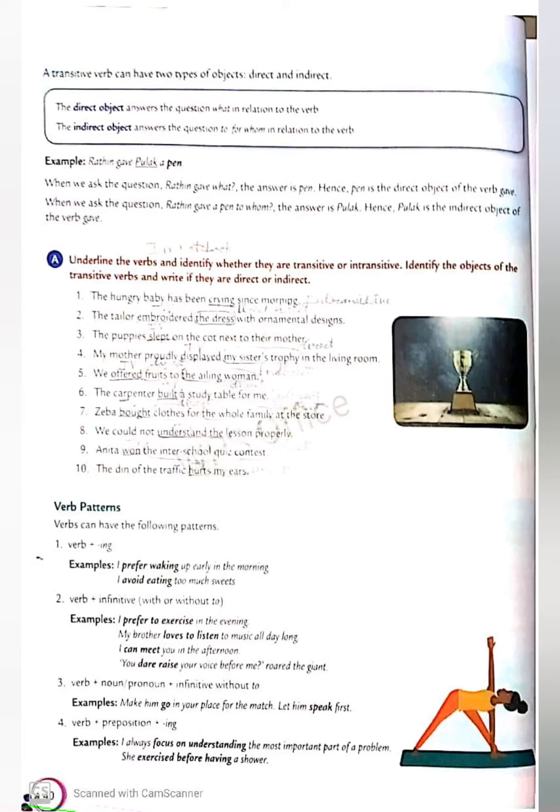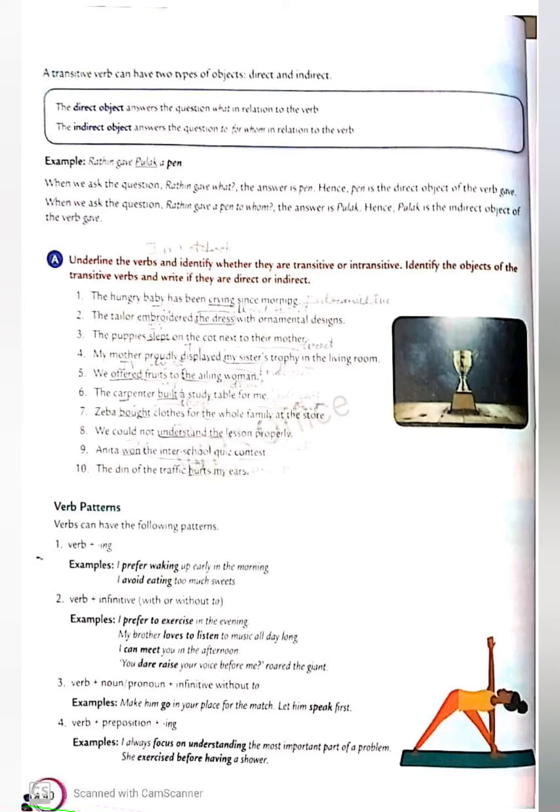Next we have verb patterns. Yes students, you might have seen sentences having more than two verbs. In the same sentence we have the ing form and the third form of the verb. What is that, and how will we recognize which tense it is and where we are using the verb in ing form? So let's talk about these verb patterns. Verbs can have the following patterns.